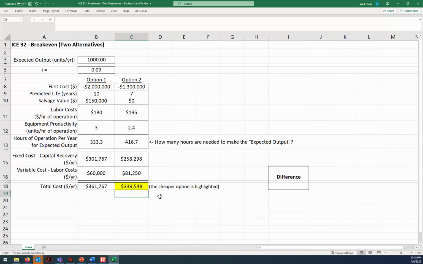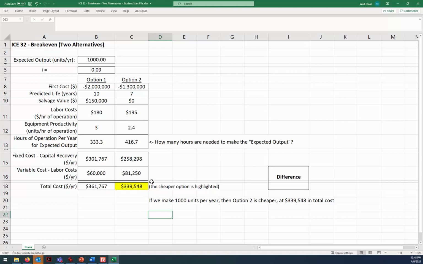So let's write in a conclusion here. If we make 1,000 units per year, then option 2 is cheaper at $339,548 in total cost. Okay, so that answers question B.